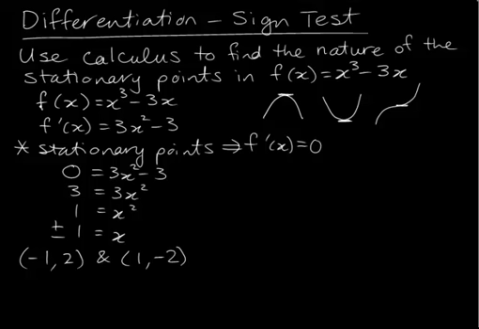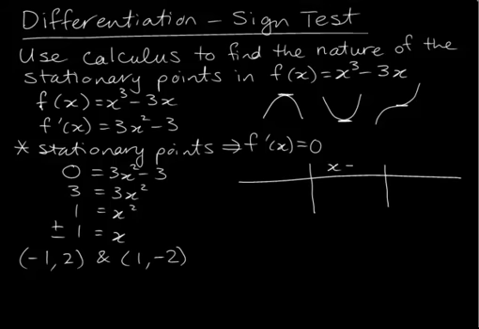So I know that at these 2 points, negative 1, 2 and 1, negative 2, it is going to be a stationary point. But I don't know yet whether it's going to be a maximum turning point, a minimum turning point, or horizontal point of inflection. Now that's where the sign test comes in. So with each of these points, what you would do is set up a little table like so.